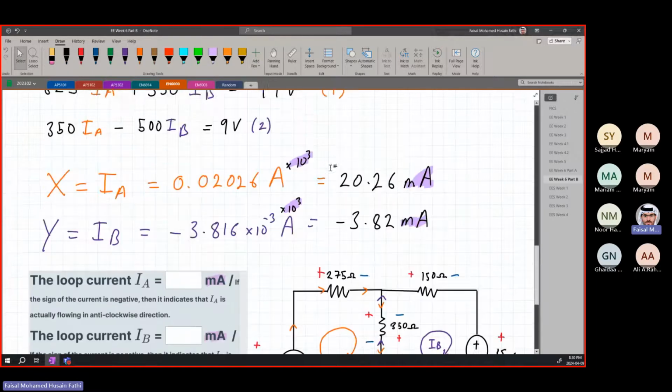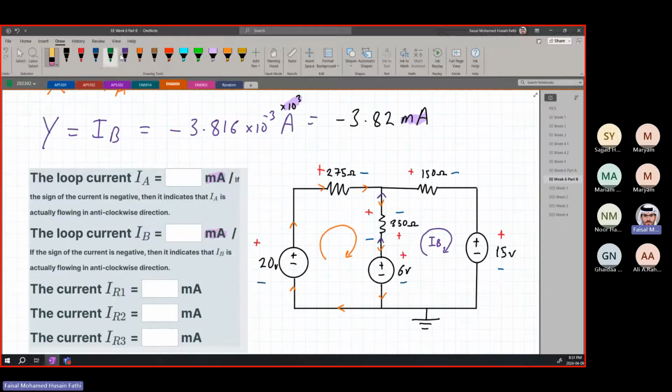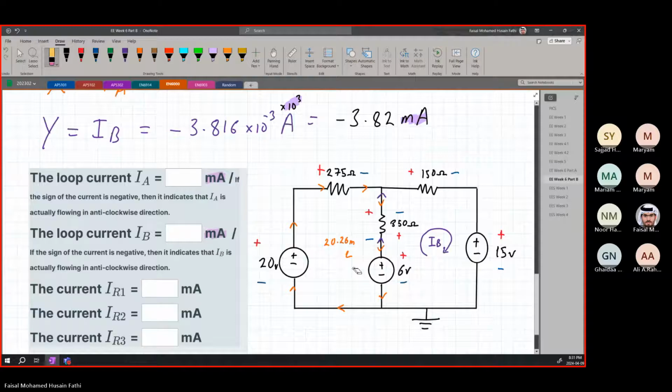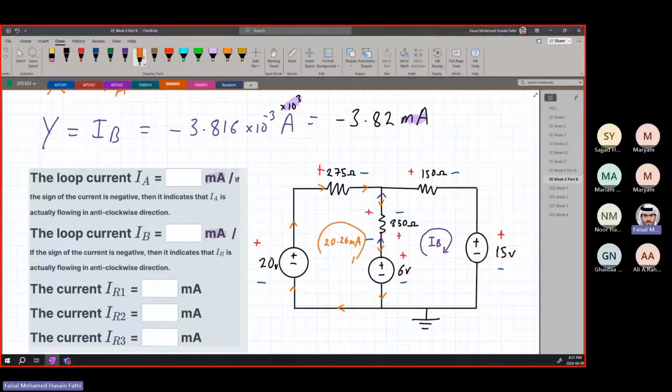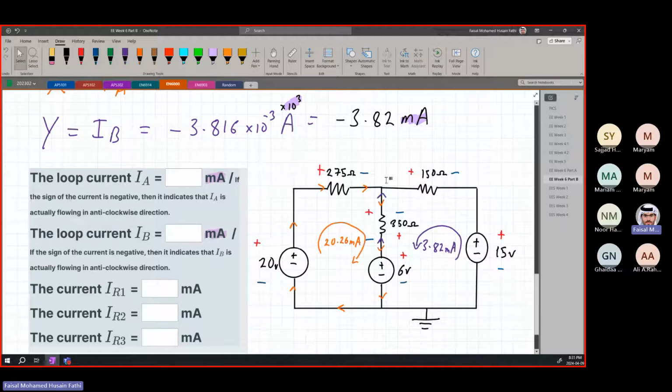Then it's equal to 20.26 milliamps. So this is 20.26 milliamperes in this direction. And IB, we found out that it is negative. So it is 3.82 milliamps in the opposite direction. It was not clockwise, it's anti-clockwise. It's in the opposite direction than the given one.